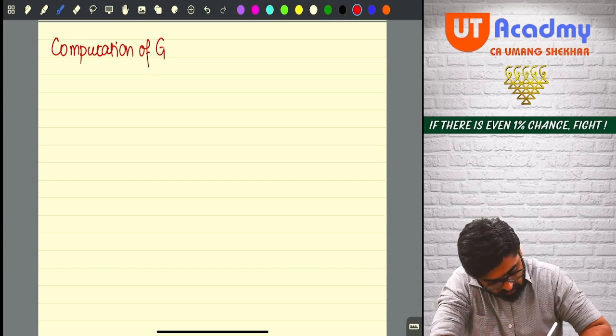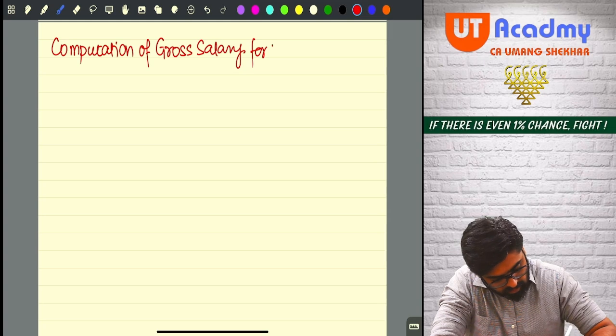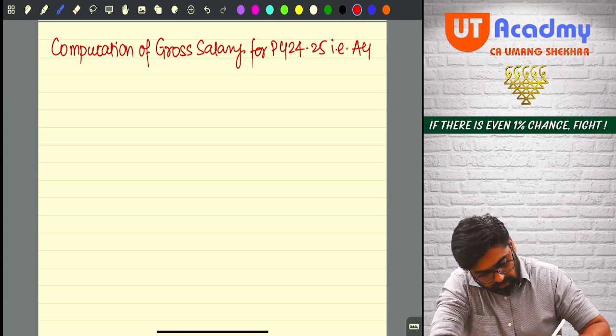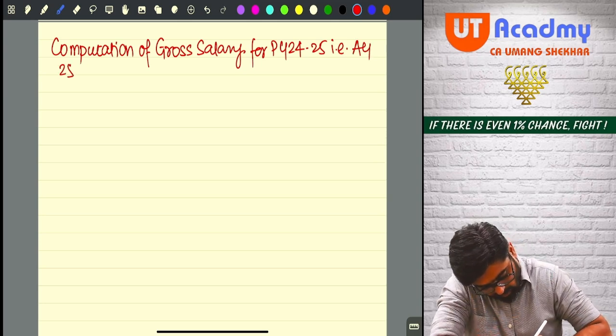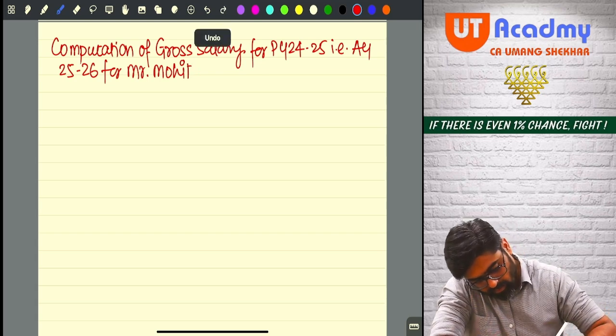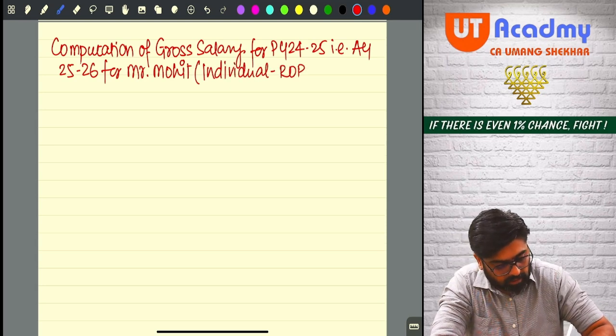Computation of gross salary for previous year 24-25, that is assessment year 25-26, for Mr. Mohit, who is an individual, and nothing is mentioned, then he is ROR also.